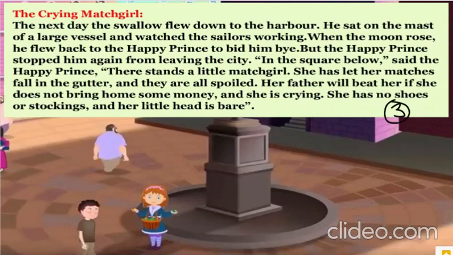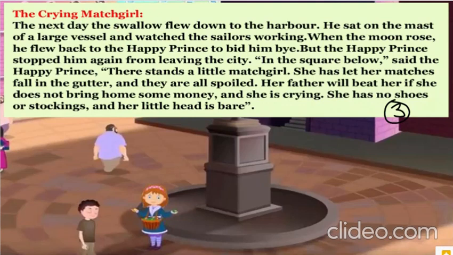Now, what happened the next day? The swallow said that now, final bye-bye, I am going to Egypt now. Okay, he sat on the mast of a large vessel and watched the sailors working. Then the moon rose. He decided that I will go back to Egypt now. So he said that now finally I'm going to Egypt. I'll say you bye-bye. I'm going now. But Happy Prince told him to stop again.